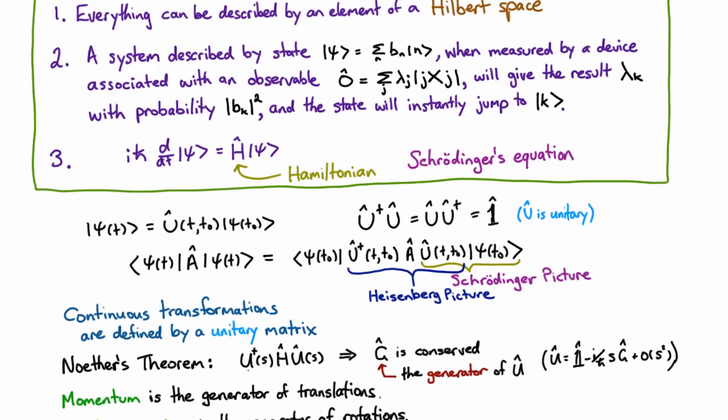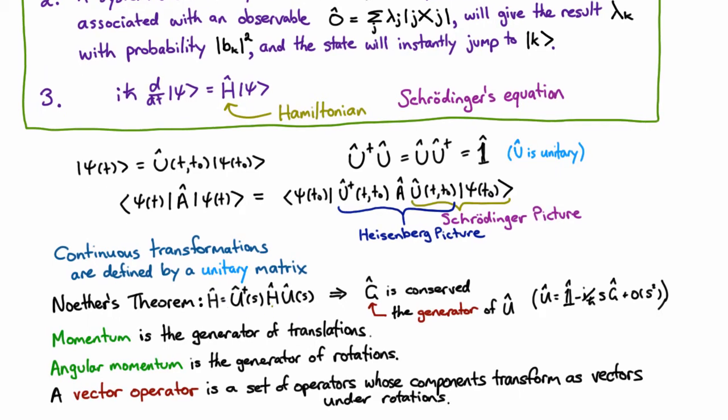And we discussed that Noether's theorem showed that if the Hamiltonian commuted with that transformation, then the generator of that transformation was conserved, and so you have a conserved physical quantity. The generators are always Hermitian operators and therefore can be observables. We discussed that momentum was the generator of translations, and that angular momentum was the generator of rotations. Those can be thought of as the definitions of momentum and angular momentum.